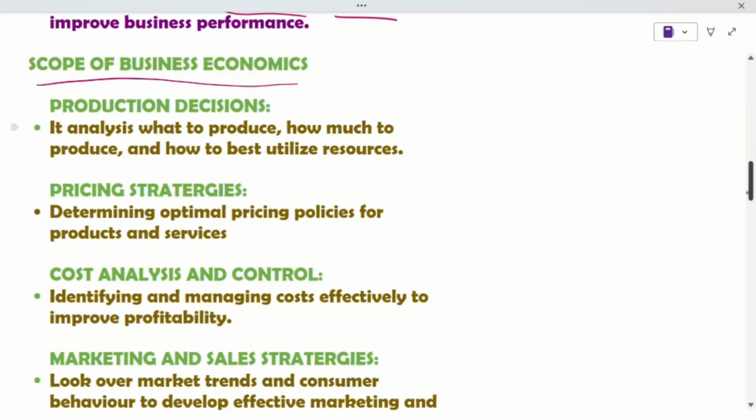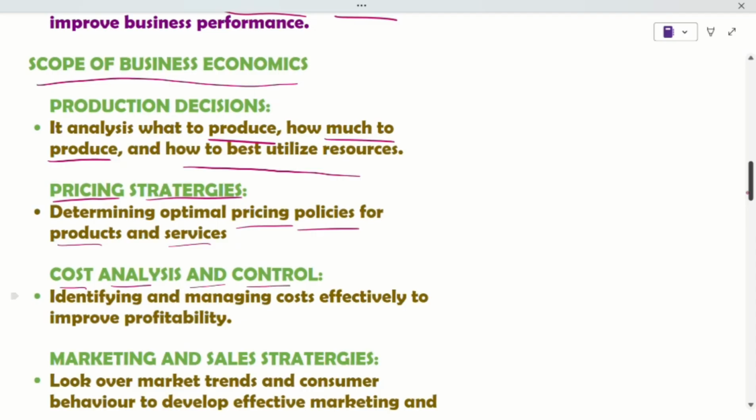First thing is production decisions. It analyzes what to produce, how to produce, and how to best utilize the company resources. Pricing strategies. It determines optimal pricing policies for products and services.